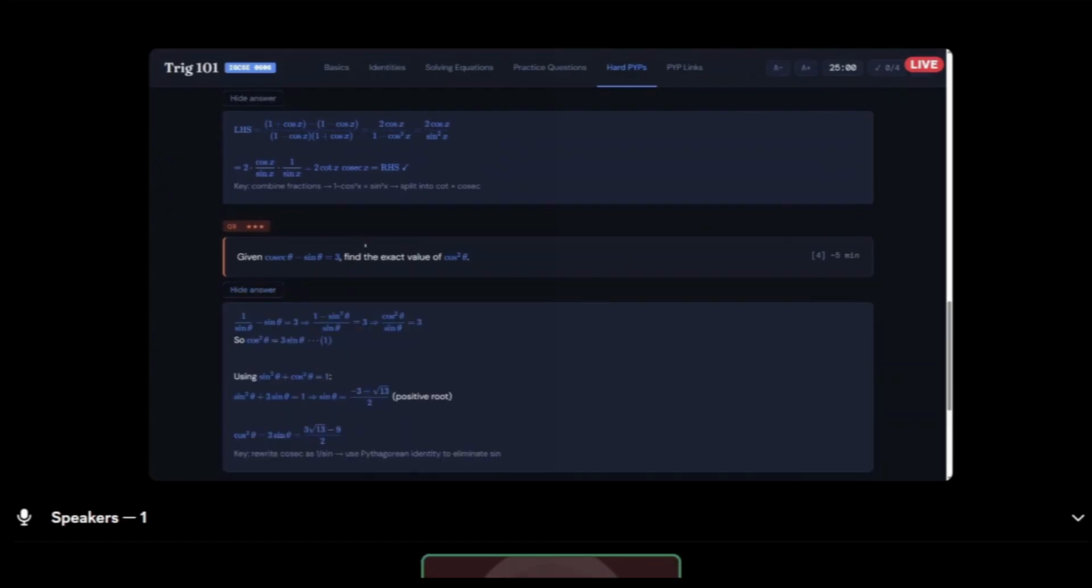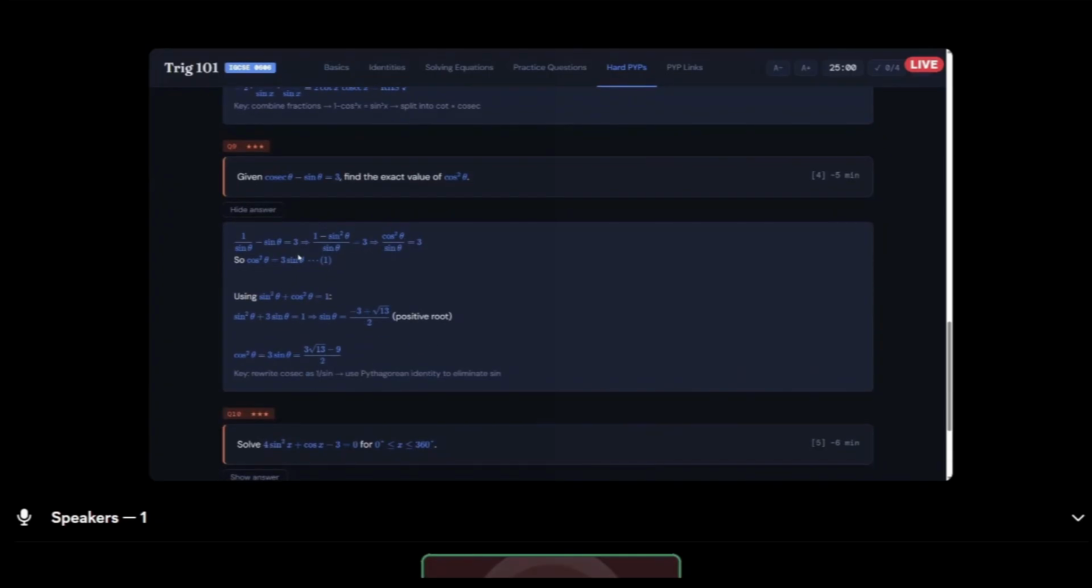So question 9. Cosec angle minus sine angle equals 3. So let's see. We can change cosec equals 1 over sine, which is what they did. And then you combine 1 over sine minus sine together.